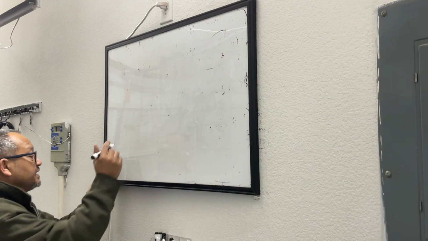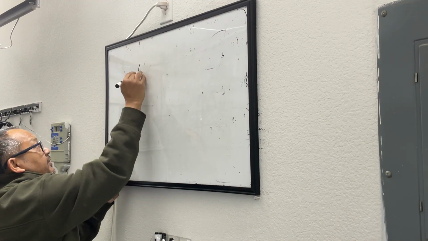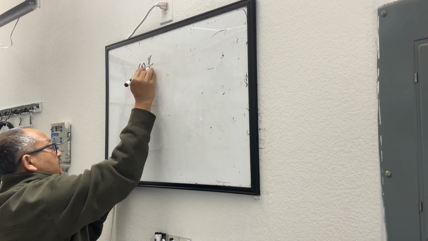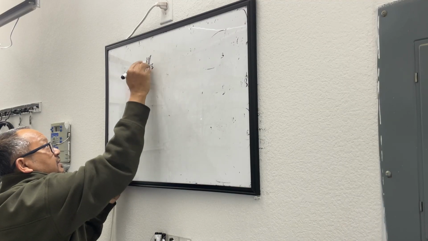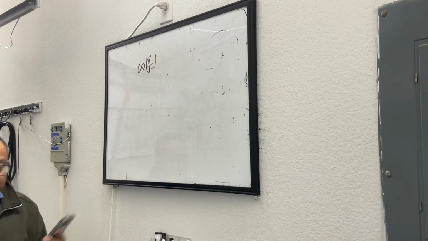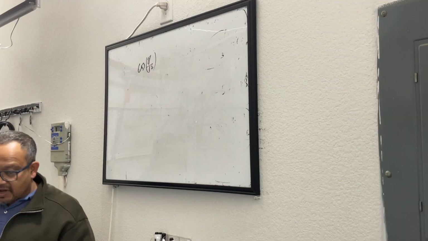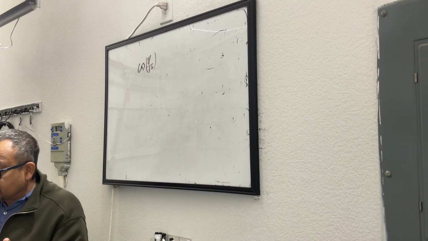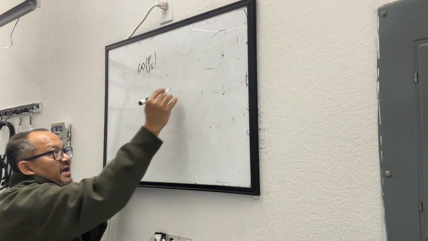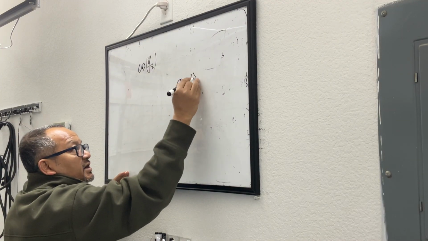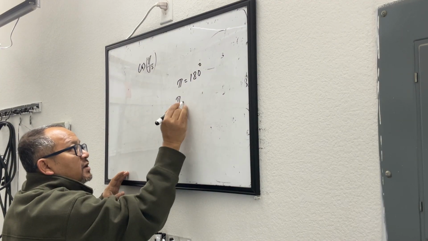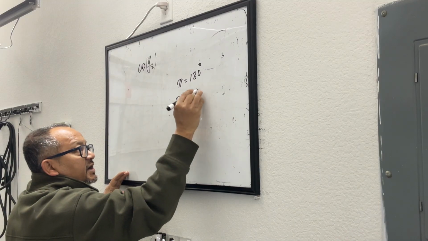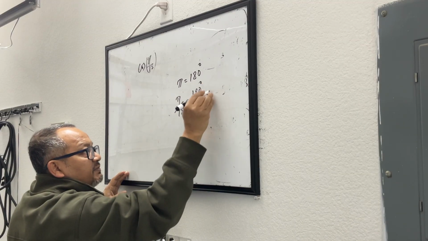Now, the second one says evaluate cos of pi over 12. How would you find this out? Pi over 12, if you try relating that in angles, it is much easier. Pi is equal to 180 degrees. Pi over 12 would be 180 degrees over 12, which will be 15 degrees.